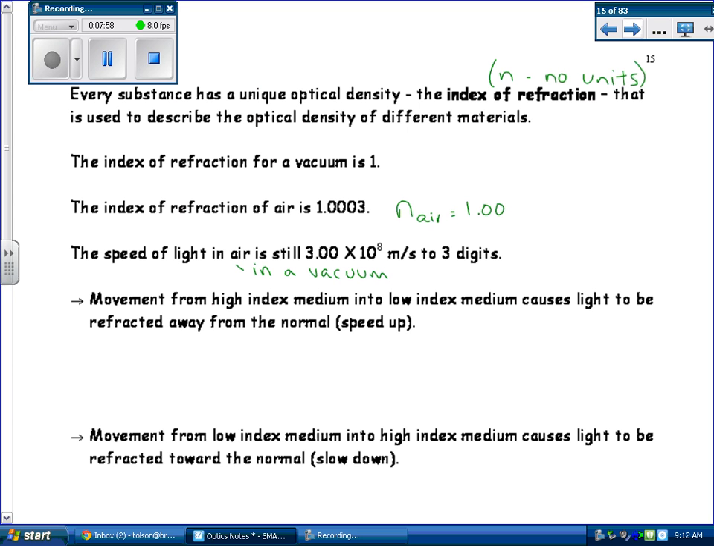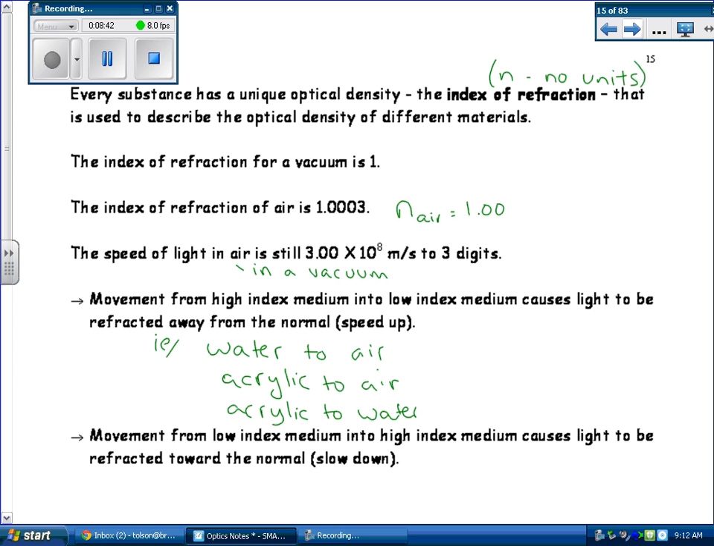And this is just repeating what I said at the bottom of the previous page. Movement from a high index medium into a low index medium causes light to be refracted away from the normal, so speeding up. That's like going from water to air, acrylic to air, or acrylic to water. So it's going to bend away from the normal line.